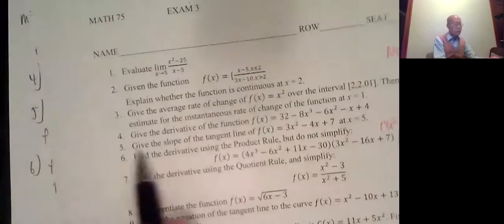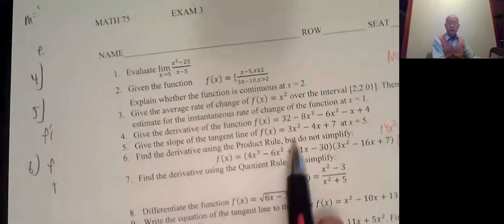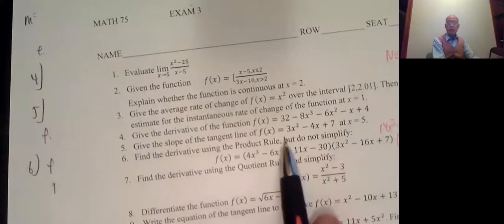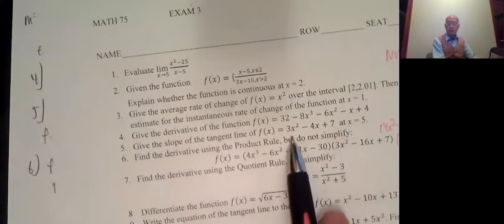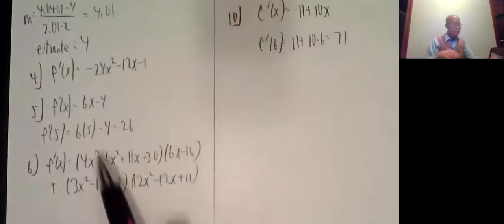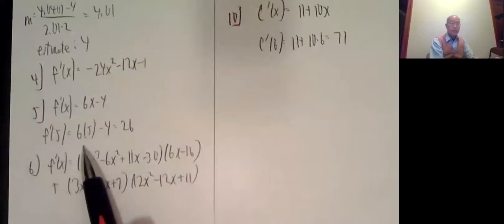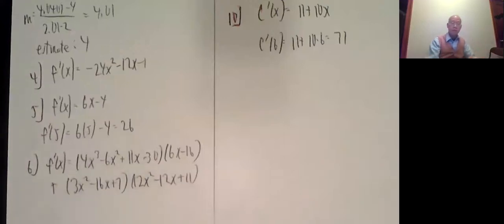Number 5, give the slope of the tangent line, 3x squared minus 4x plus 7 at x equals 5. So I take the derivative and plug in 5. The derivative is 6x minus 4. 6x minus 4, plug in 5. 6 times 5 is 30. 30 minus 4 is 26.